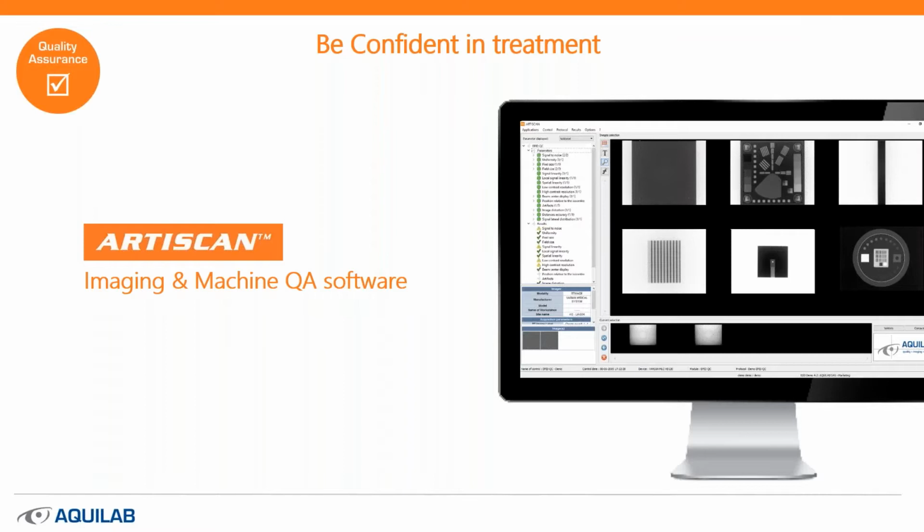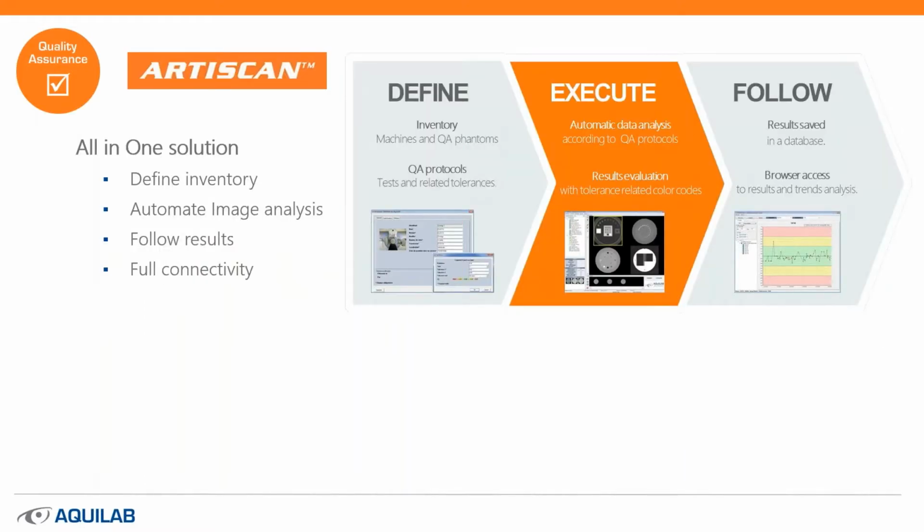So before starting, I would like to give you a quick presentation of ARTISCAN. So this is a full independent machine QA software. It is an all-in-one solution to ensure complete inventory of machines and QA tools, and to define QA protocols and tolerances for each machine. It includes a full DICOM database, and all image analyses are fully automatic to ensure consistency of results. These results are saved in a centralized database that permits web access to all reports and trend analyses.